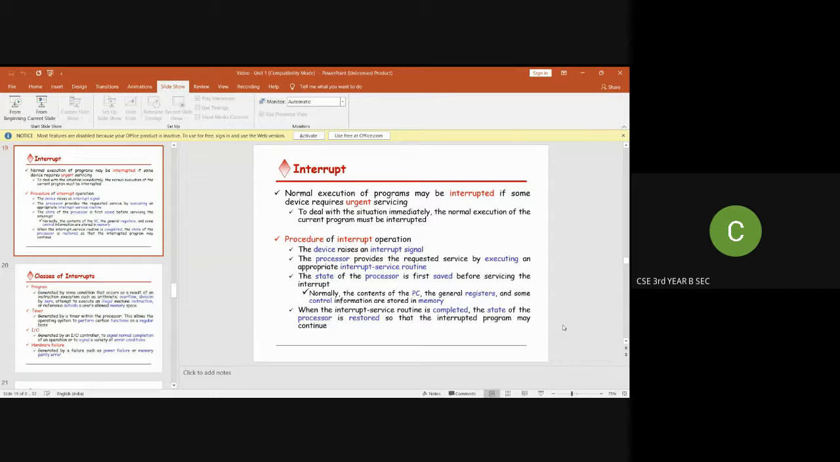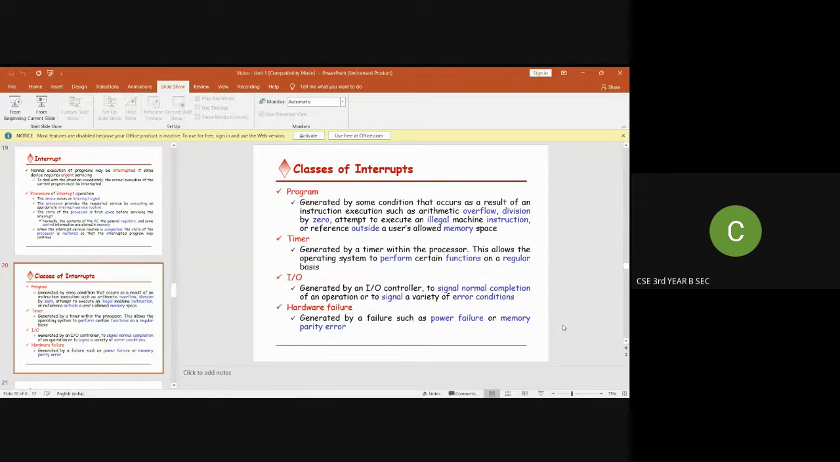Normally the contents of the PC, the general purpose registers, and some control information needed for the previous operation are stored in the memory, and then it should start servicing the interrupt. And after completing the ISR, the state of the processor is restored so that the interrupted program may continue. There are 4 different classes of interrupts: program, timer, input output, and hardware failure.